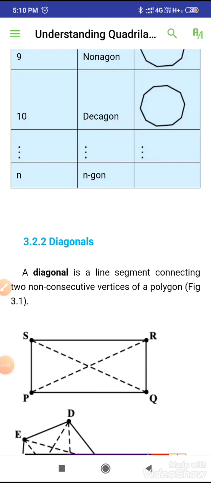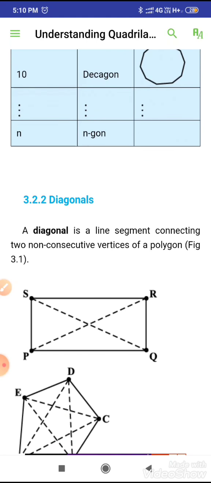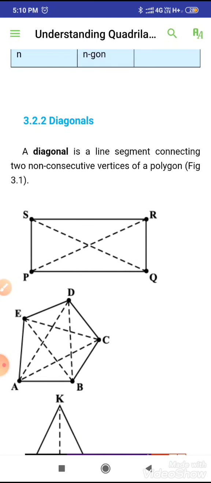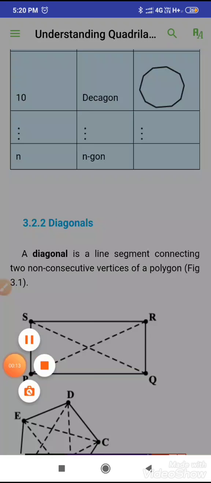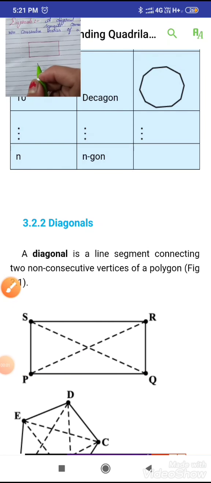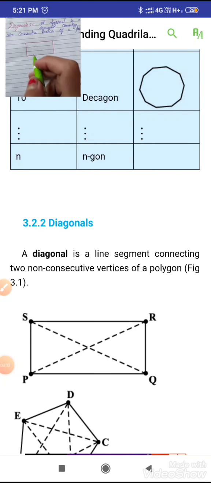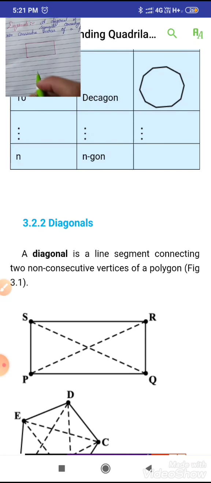Second topic is diagonals. So, what is a diagonal? A diagonal is a line segment connecting two non-consecutive vertices of a polygon. In order to understand this definition of diagonals, you should first understand the consecutive and non-consecutive vertices of a polygon. Here I draw a rectangle.